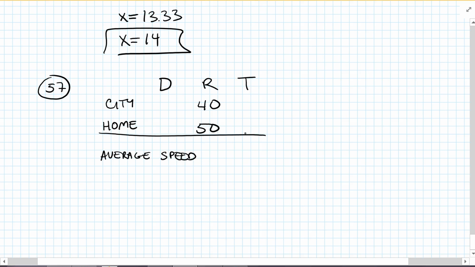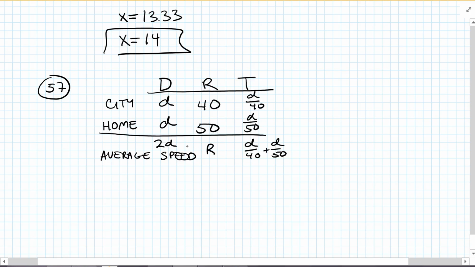All right, well, let's look at this real quick. Well, what was his distance? We'll just call it D both ways, the same distance. So his time was distance over 40 to the city. His time coming home was distance over 50. Okay? So what was his total distance? 2D, right? What was his total time? D over 40 plus D over 50. So to find the rate, which we do not know, we can just have a product right there. 2D equals R, the rate we're trying to find, times the sum of the times.